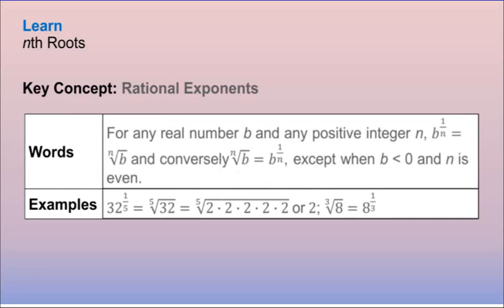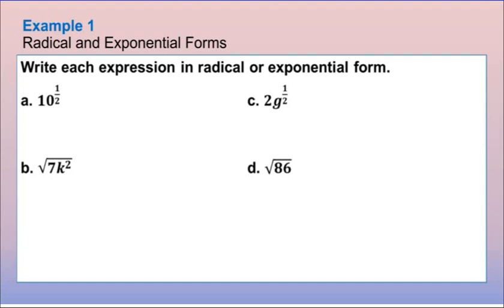So rational exponents: for any real number b and any positive integer n, b to the 1/nth power is the same as finding the nth root of b. And going back and forth from one version to the other. So this is exponential form. This is radical form. We're going to practice that right now. We're going to write each expression in radical or exponential form.